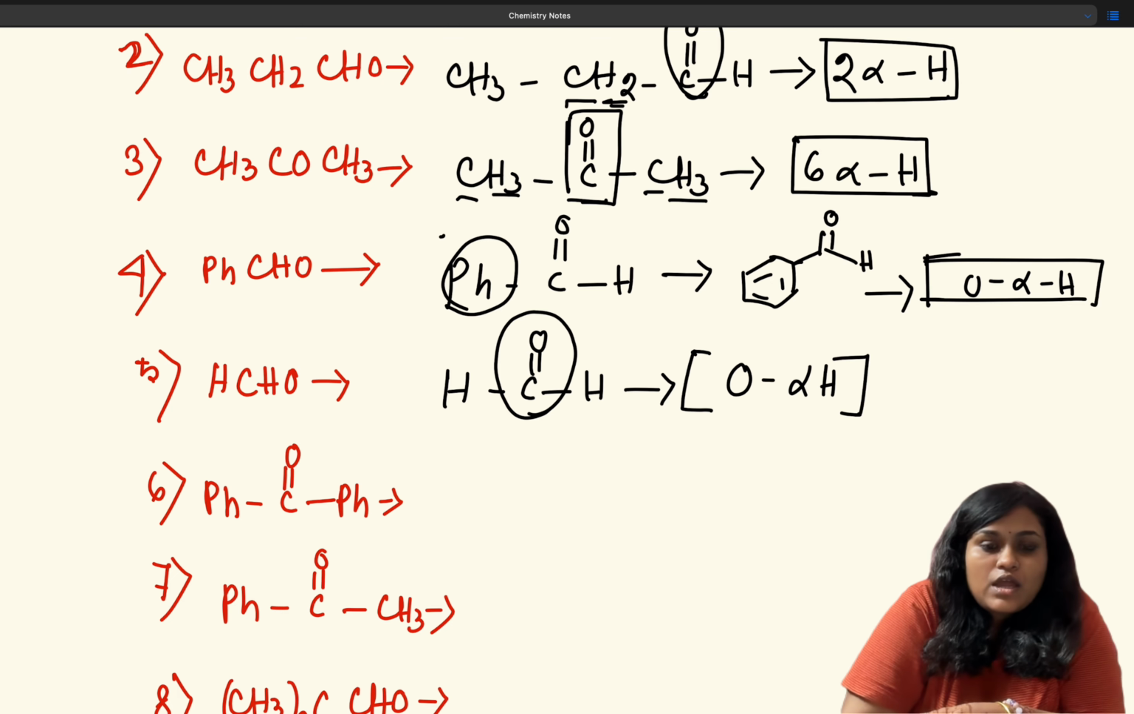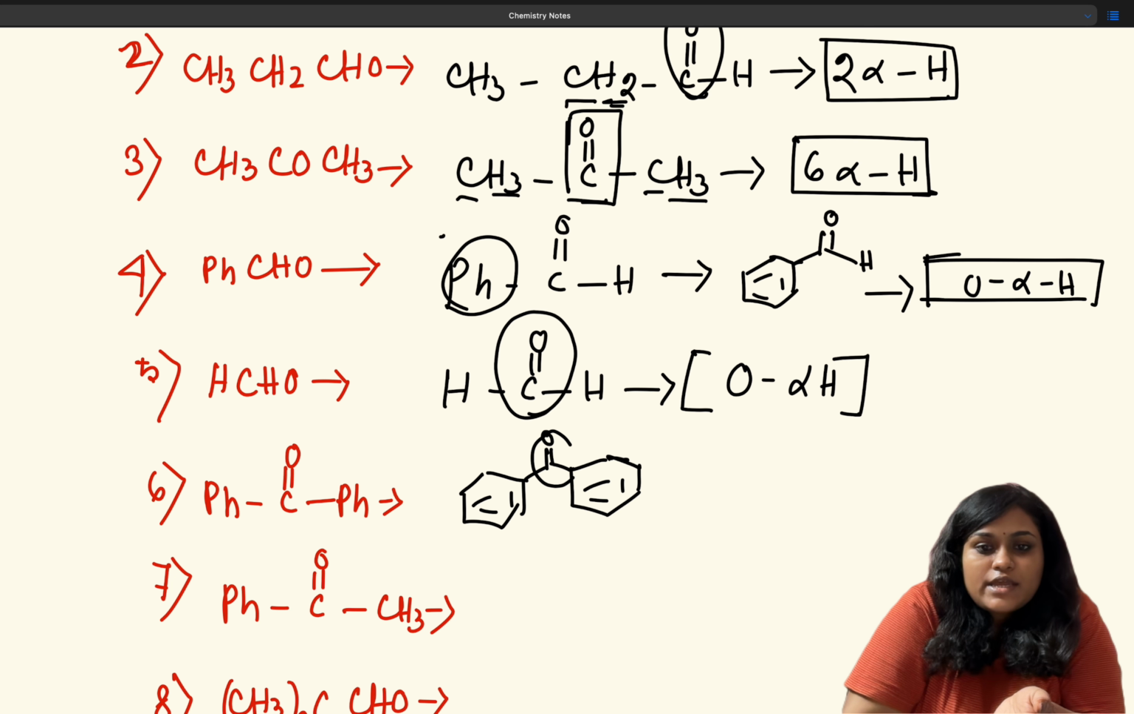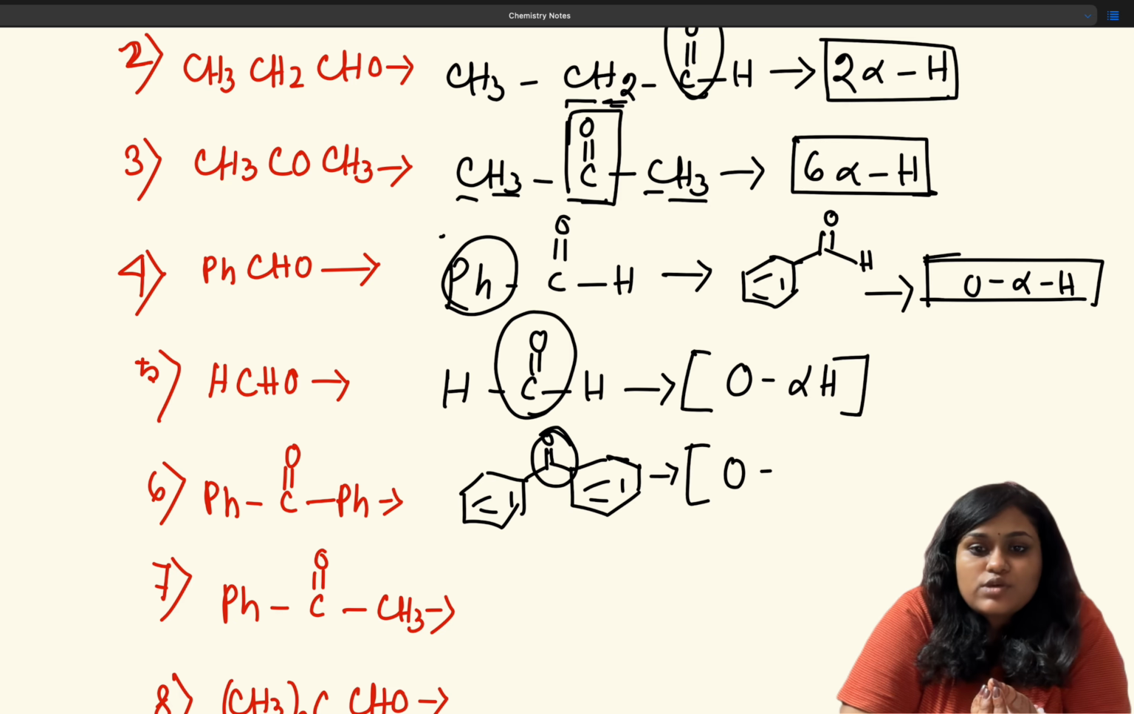Next is benzophenone, that is PhCOPh. From the compound we can detect the structure. Here one C=O group is present and no alpha carbon is directly attached to the C=O group. That's why it also has 0 alpha hydrogen.